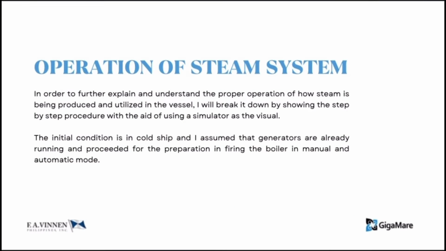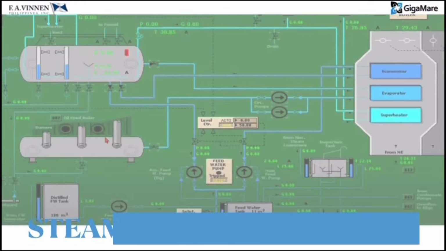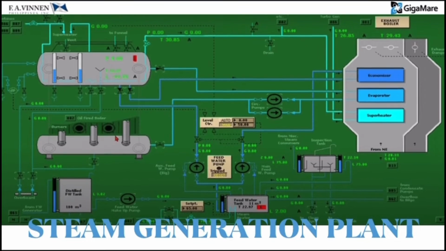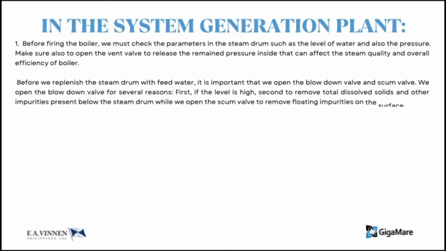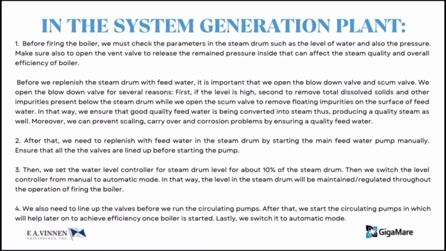For the operation of the steam system, we go first to the proper operation or proper firing of the boiler. Here I will show you the step-by-step procedure using the simulator. So here's the steam generation plant that we can see in the simulator. For the first step, we must check the parameters of the level, the pressure, and the temperature of the boiler. And also we do the bottom blowdown and the surface blowdown.